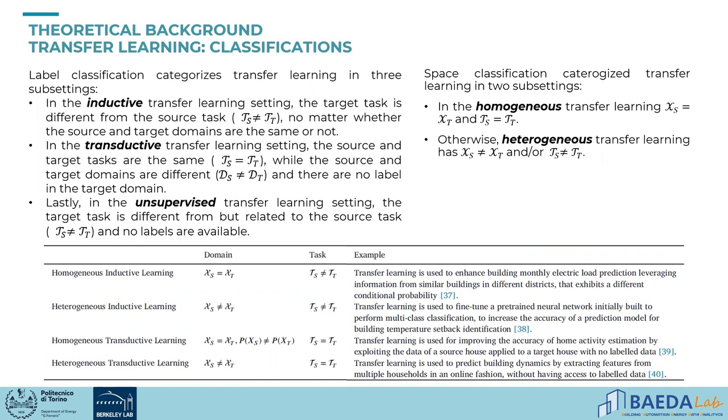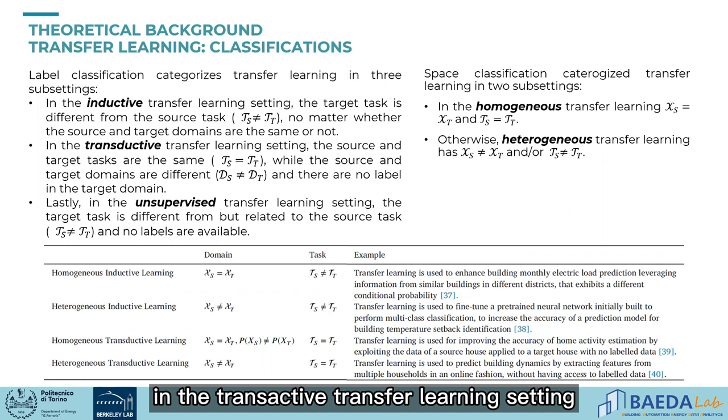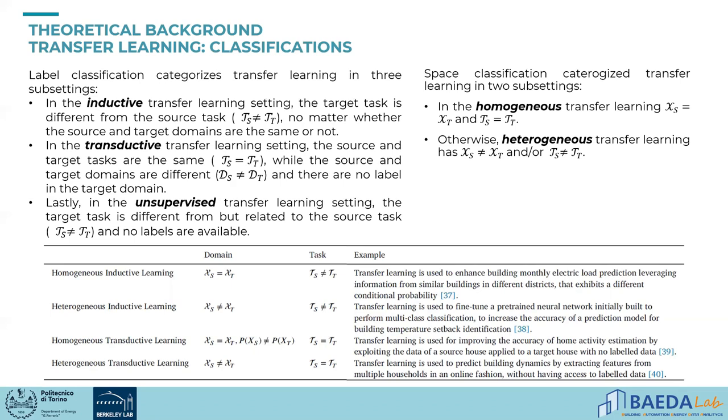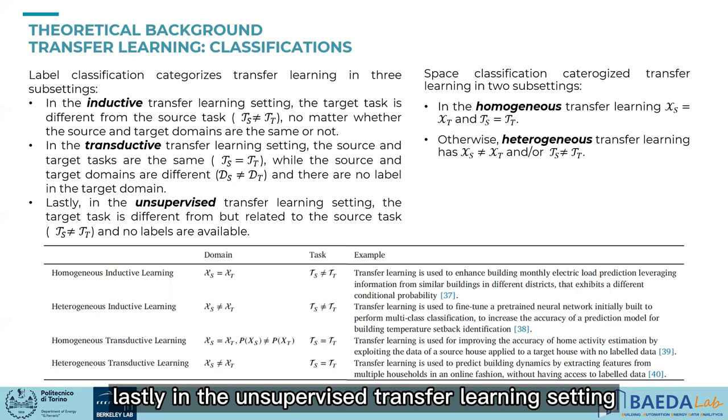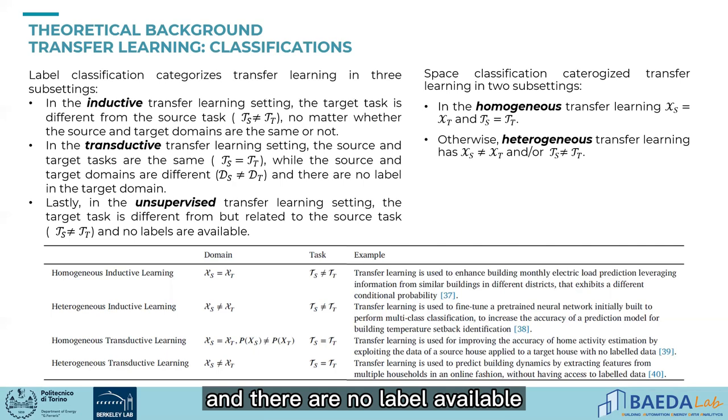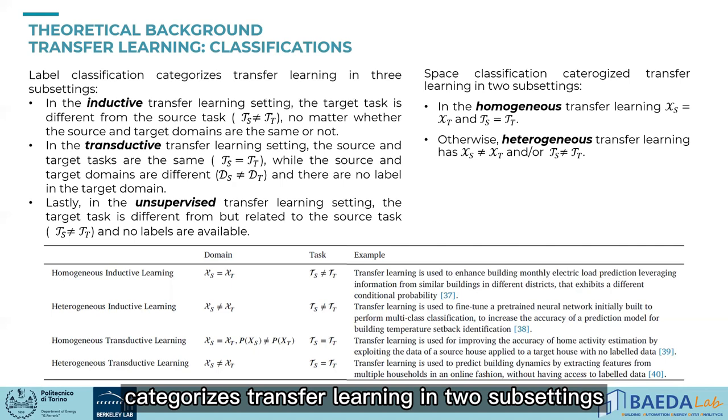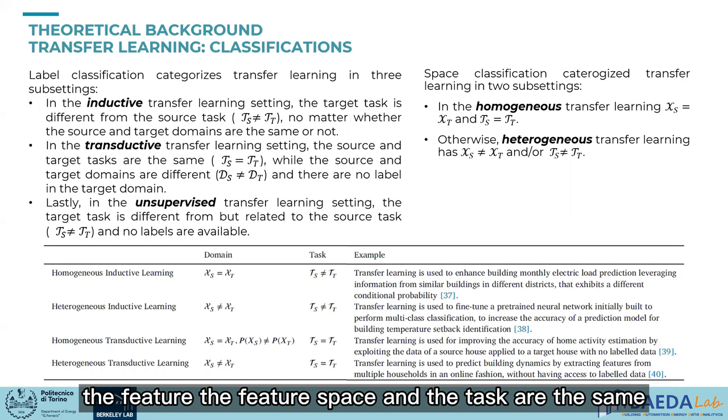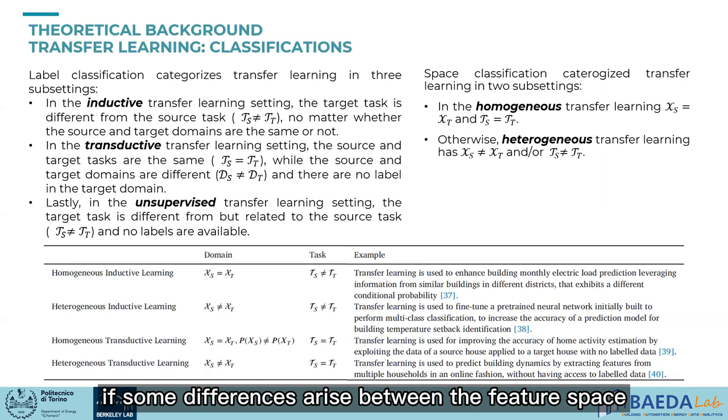In the transductive transfer learning setting, the source and target task are the same, while the source and target domain are different, and we have no labels in the target domain. Lastly, in the unsupervised transfer learning setting, the target task is different but related to the source task, and there are no labels available. On the other hand, the space classification categorizes transfer learning in two subsettings. In the homogeneous case, the feature space and the task are the same. Otherwise, if some differences arise between the feature space and the task, the transfer learning is defined as heterogeneous.